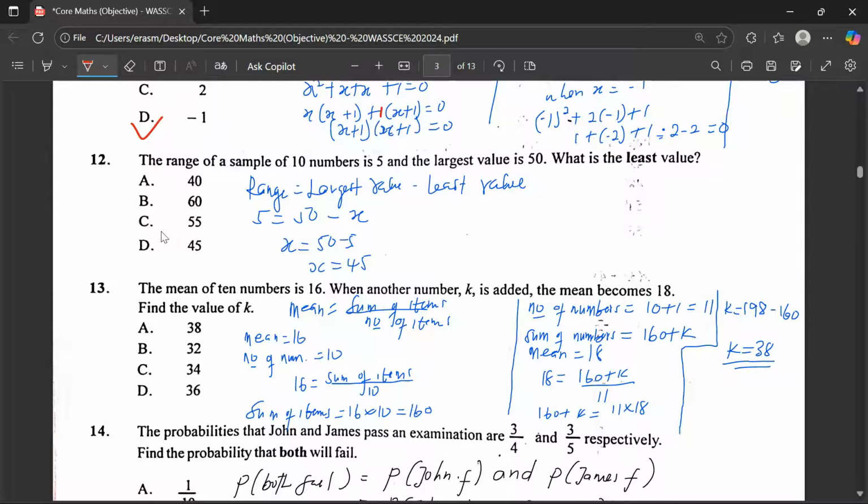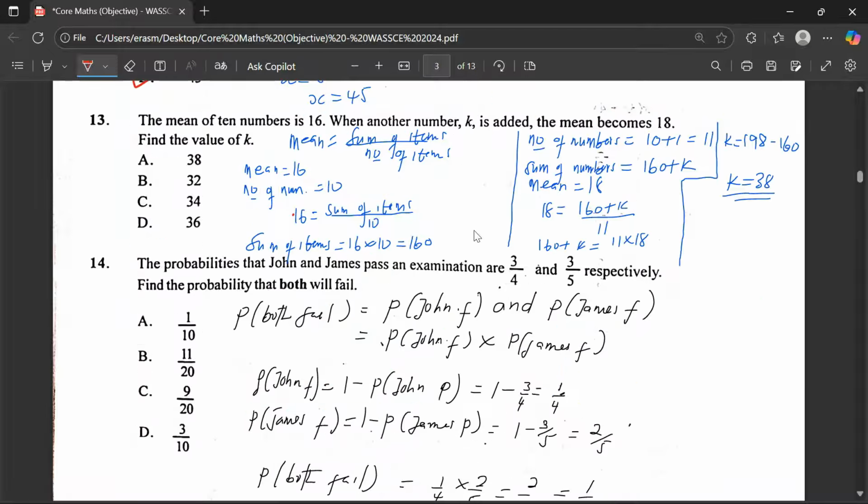Question 12. The range of a sample of 10 numbers is 5 and the largest value is 50. What is the least value? Now, range equals the largest value minus the least value. Range from the question is 5, so we have 5 here. Largest value is 50. And then the least value is unknown, and so we represent it by S. So making S the subject, we have S equals 50 minus 5 and S equals 45. So option D is the right answer.